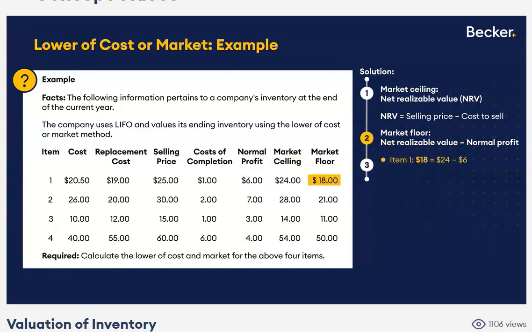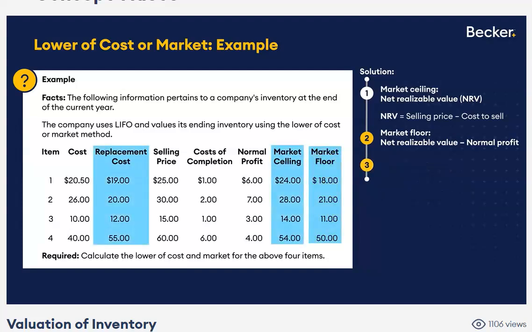So for item number 1, 24 minus 6, 18. Item number 2, 28 minus 7, 21. Item number 3, 14 minus 3, 11. Item number 4, 54 minus 4, 50. So that's step 2. We now have our floor.